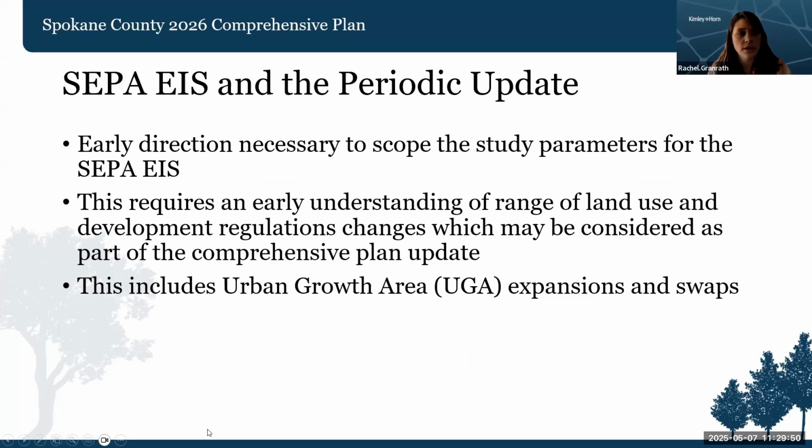Relating the SEPA EIS to the periodic update, the early direction helps set the scope, which is why we're talking to all of you today. We're looking to study parameters for our EIS, and we'll get into alternatives in just a few minutes. It does require an early understanding of the range of land uses and development regulations that are considered as we update the comprehensive plan. And it does include looking at urban growth areas, joint planning areas, as well as potential expansion or swaps of that land.